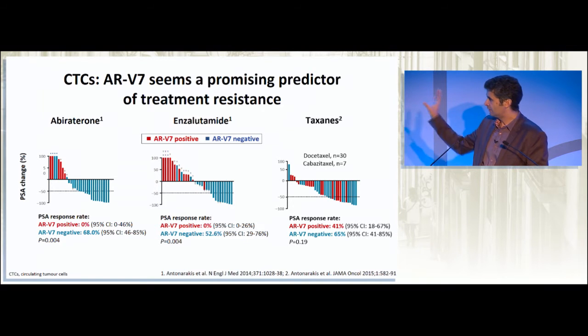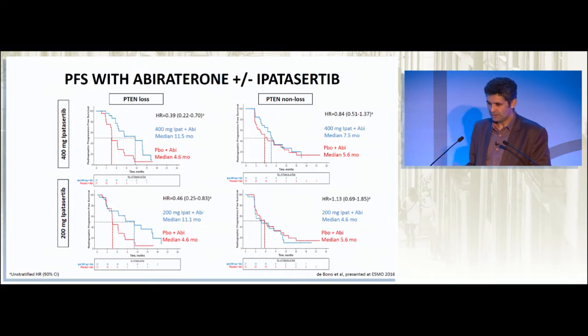And again, taxanes work or tend to work regardless of V7 variant expression or presence. And again, I already showed you this data of a combination of AKT targeting plus abiraterone for PTEN loss cancers. So a phase 3 trial is just about to start to test this hypothesis. If it's true, we will make our decision based on a biomarker. So it's really personalized medicine.